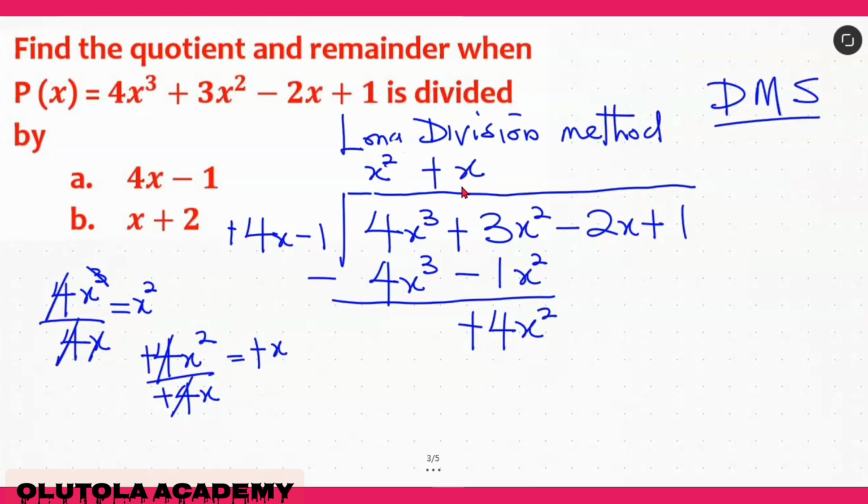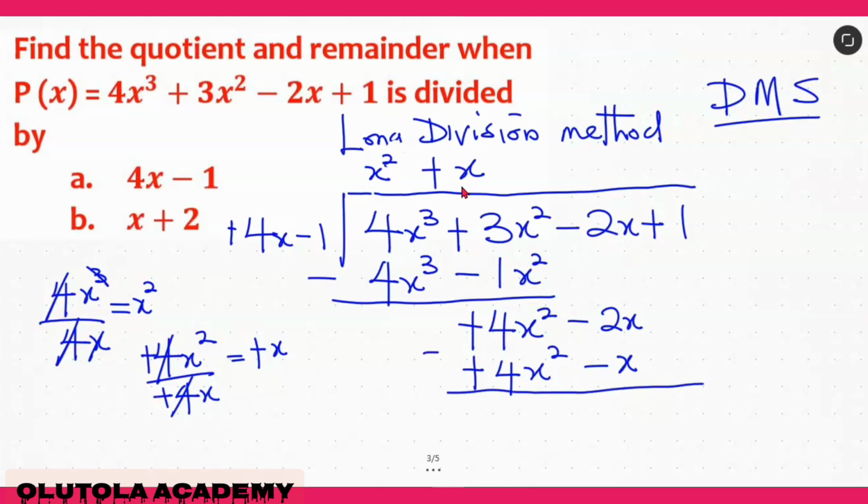So I'll do my M now, which is to multiply, and I told you earlier that when you are multiplying, you multiply everything given here. So let's multiply 4x minus 1 times plus x, and that will give us positive 4x squared minus x. Already you know that plus times minus will give minus here. So then I'll drop minus 2x. So I'll now do my subtraction.